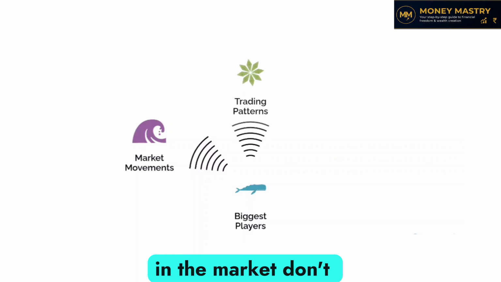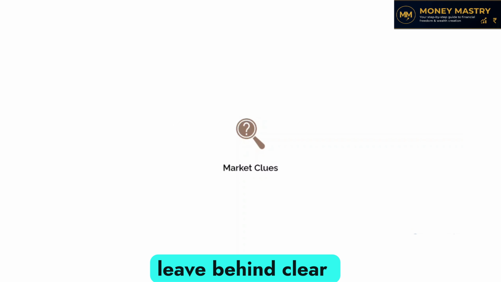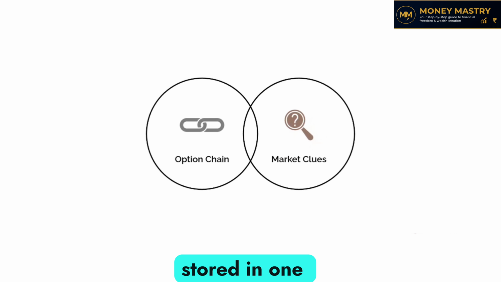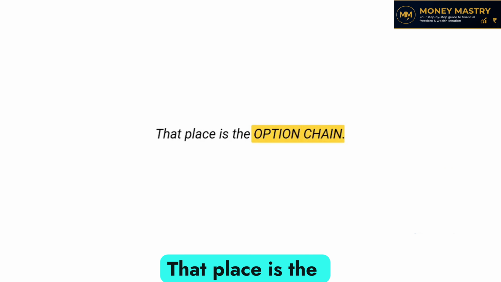The biggest players in the market don't just participate. They actively shape movements, patterns, and price action with their massive capital. These major players leave behind clear clues that reveal exactly where the smart money is flowing. All of these clues are stored in one powerful place, the option chain, your window into what the big money is doing. While beginners ignore the option chain completely, professionals study it every single day to gain their edge. That place is the option chain.